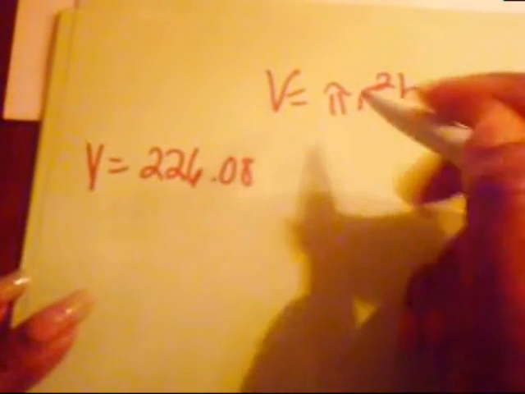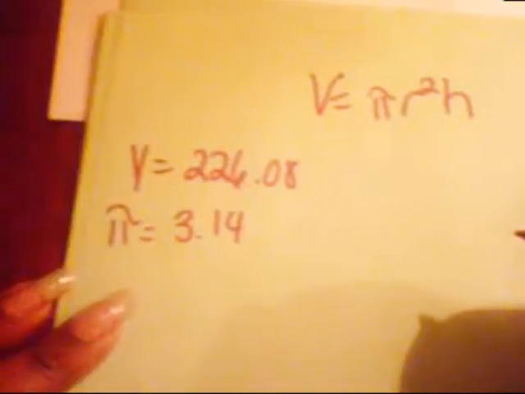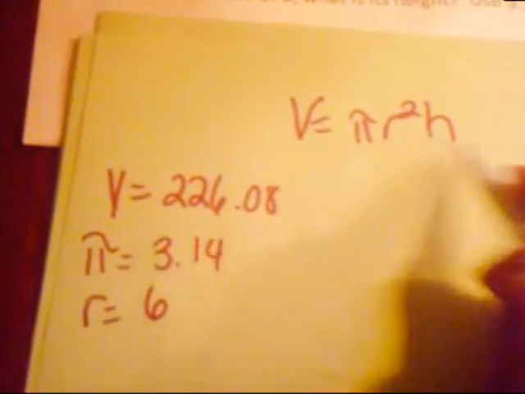To find the volume of a cylinder, we use the formula V equals pi r squared h. Let's talk about the information we know. It says it has a volume of 226.08 cubic inches. So I actually know V. V is 226.08. And then it says use 3.14 for pi. So where I see pi, what am I going to put in? 3.14. And then it says it has a radius of 6. So they actually gave us 3 pieces of information that are very important. Let's evaluate into our formula.